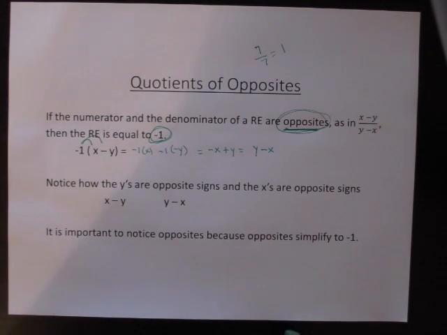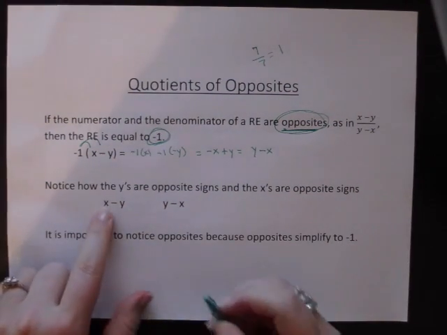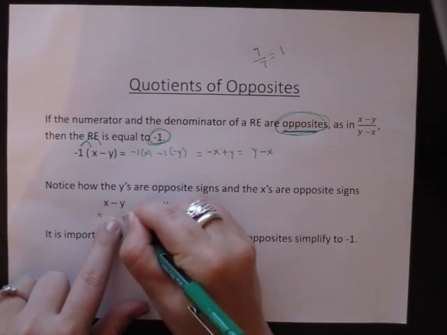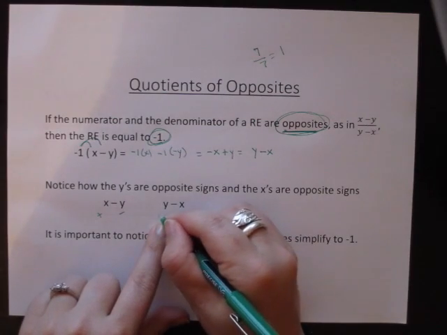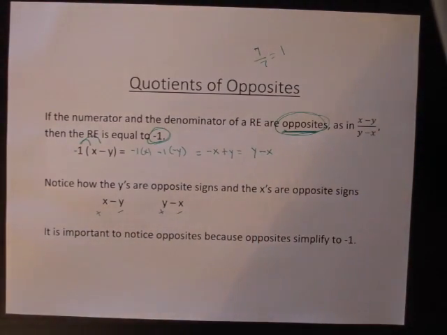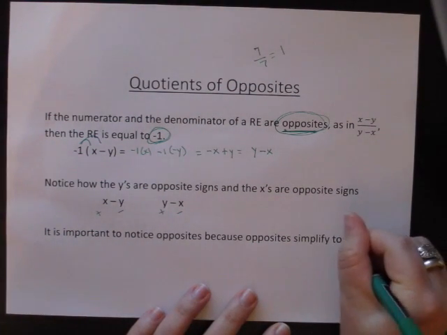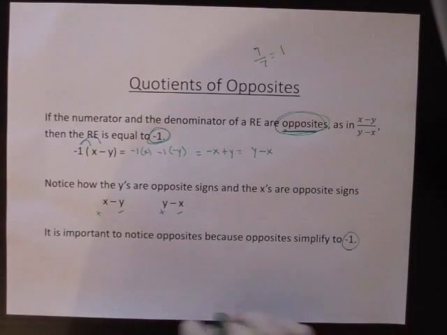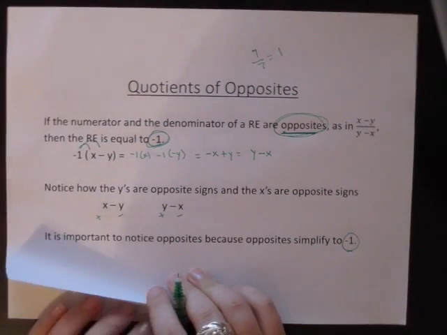What I want you to notice is how the y's are in opposite signs and the x's are opposite signs of one another. So this x is going to be positive, this y is negative. This y is positive, this x is going to be negative. They are opposites of each other. It's not as easy to see, but it is going to be super important to notice opposites because opposites always simplify to negative 1. And I usually put that negative 1 in the numerator.